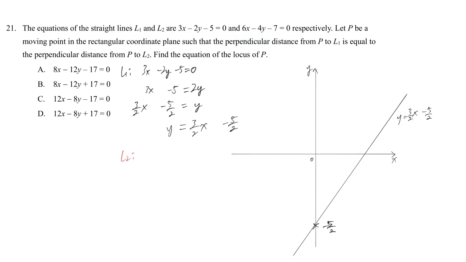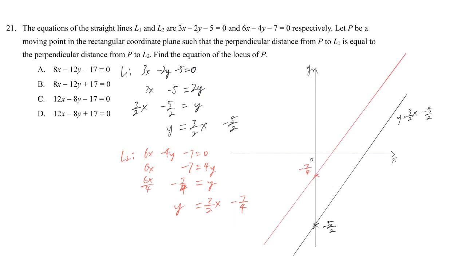We are going to do a similar thing for L2. So let's see how L2 looks. 6x minus 4y minus 7 equals 0. So 6x minus 7 equals 4y, and divide both sides by 4: 6x over 4 minus 7 over 4. We can simplify the first term by dividing by 2, then we get 3 over 2 x again, minus 7 over 4. There is something special about this line: it has the same slope. That means they have the same steepness. The black and red lines are parallel, and this one is a little bit higher. The y-intercept is negative 7 over 4, so the line looks like this.